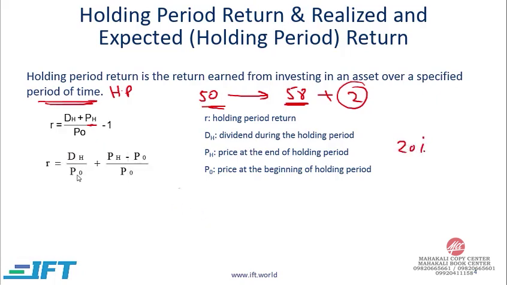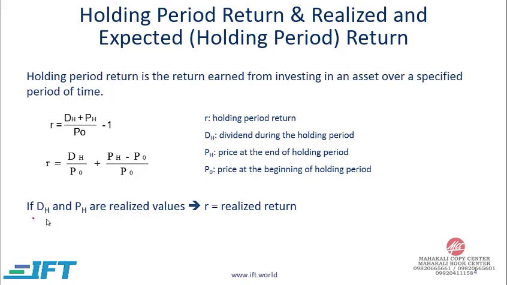Another way to look at this formula is shown right here, where we can say that the holding period return is the dividend yield, which is, in our example, 2 over 50, plus the capital gain, which is 58 minus 50 over 50. So this would be 8 over 50. And this will also give us 20%.